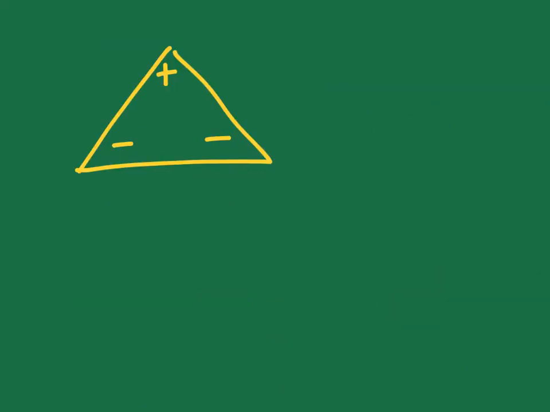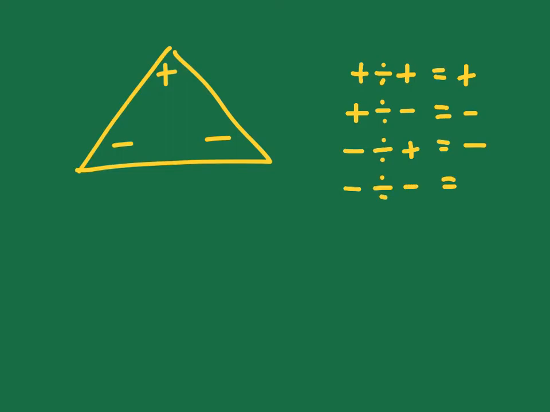Now, I'm also going to use the triangle again. So anytime that you're multiplying or dividing positive and negative numbers, you want to use this triangle to help you, all right? And so we first all know that a positive number divided by a positive number gives us a positive. If I do a positive divided by a negative, the result is negative. If I do a negative divided by a positive, that's going to give me a negative. And if I do a negative divided by a negative, I'm going to get a positive. So the same thing happens, all right?